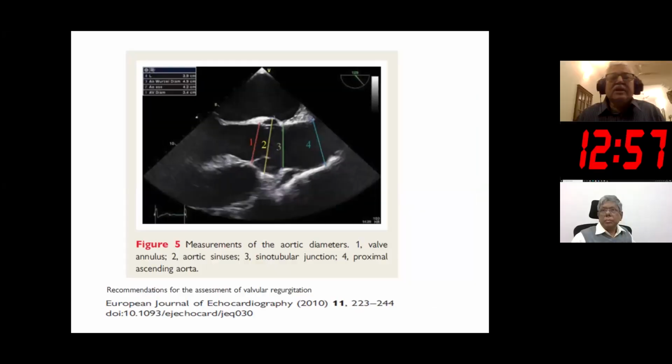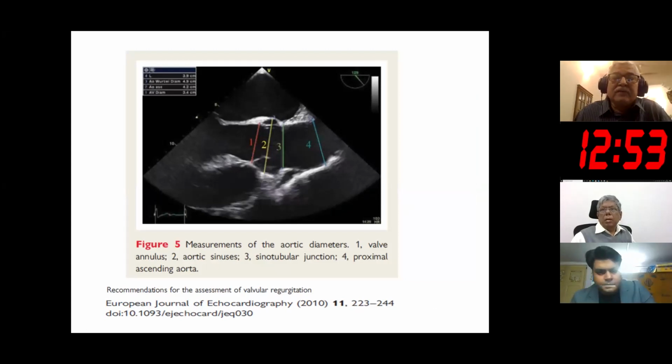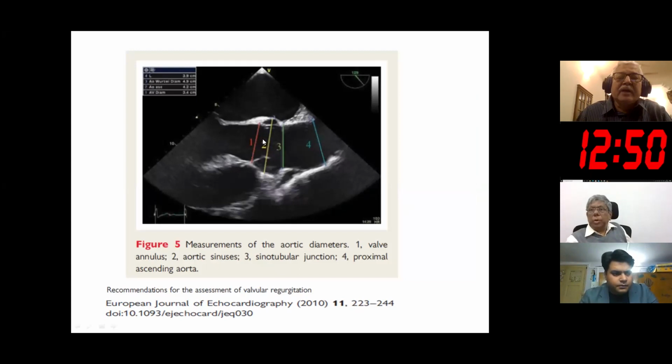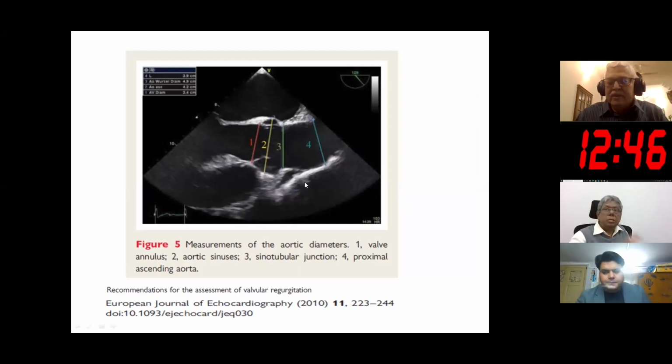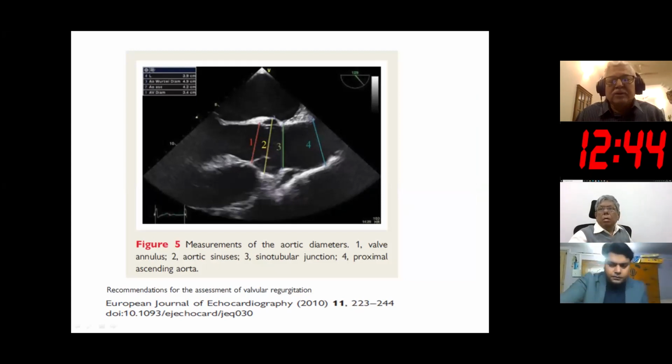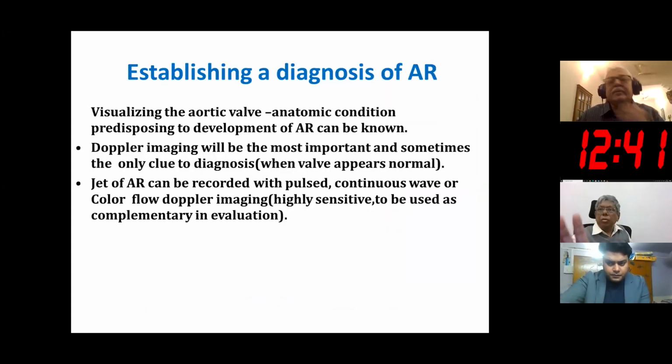Whenever you are assessing an aortic regurgitation, it's important to assess the aorta itself. And as per the current recommendations, these are the various places where you measure the aortic root. There are various nomograms to show what is normal and what is abnormal. I'm not going into the depth of it.